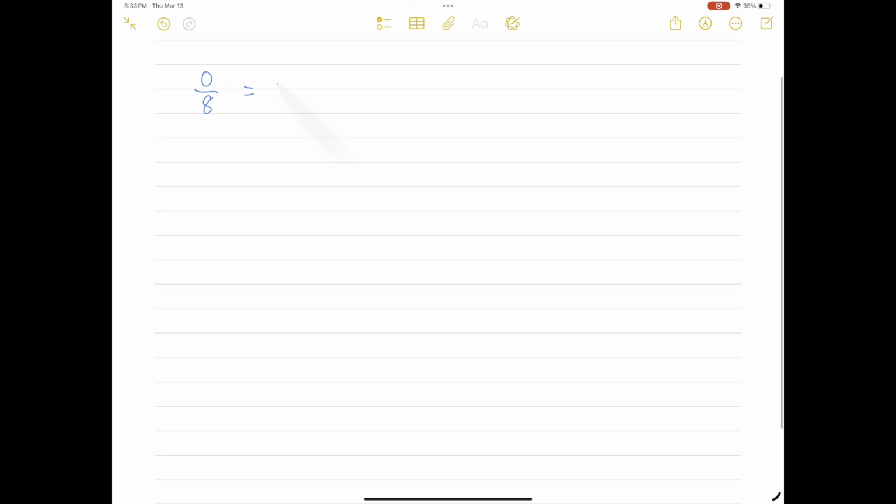0 divided by 8 equals 0. But 8 divided by 0 is undefined. Anytime you divide a number by 0, it is undefined.